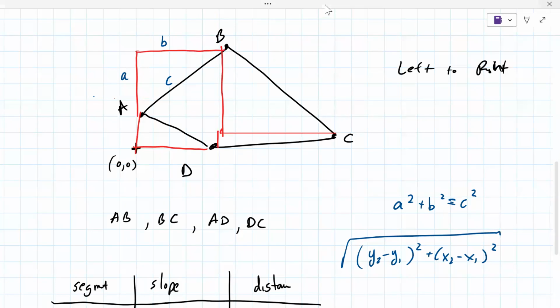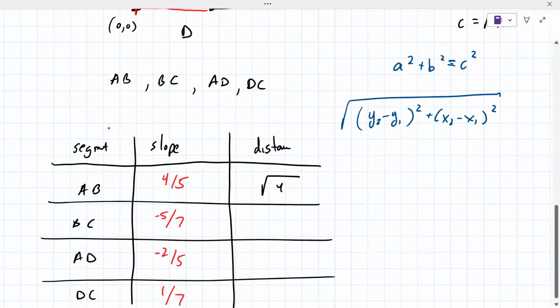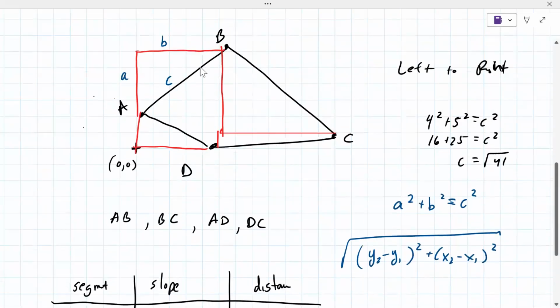So for this first one, it would be 4 squared plus 5 squared equals C squared. 16 plus 25 equals C squared. C is the square root of 41. So you just put 16 plus 25 on the other side, and then C equals the square root of that. Okay, I get it.